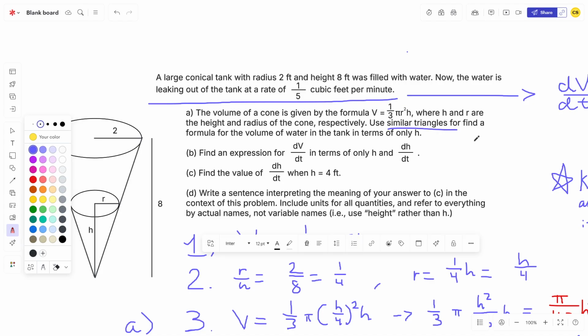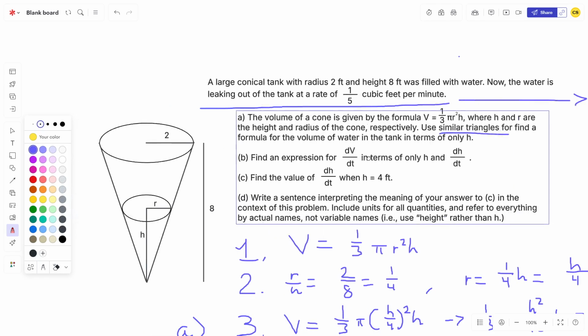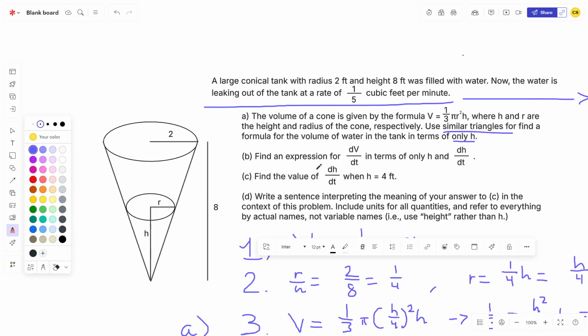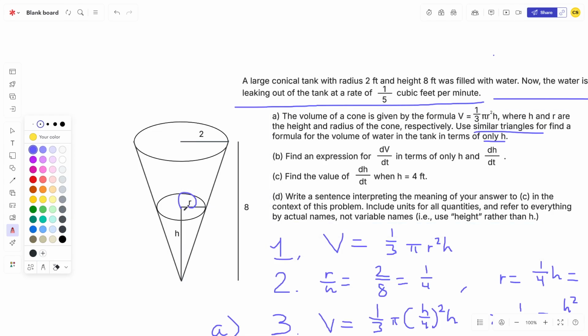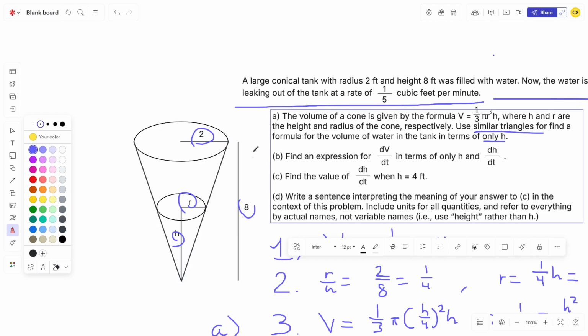Use similar triangles to find a formula for the volume of water in terms of only h. So we can say that r and h is the same ratio as 2/8, and 2/8 is just 1/4.